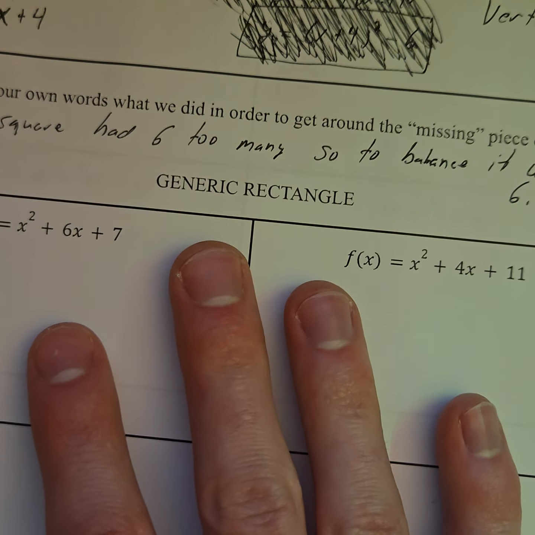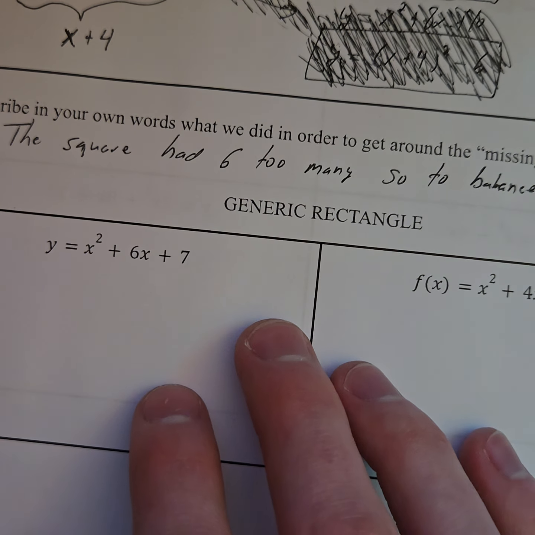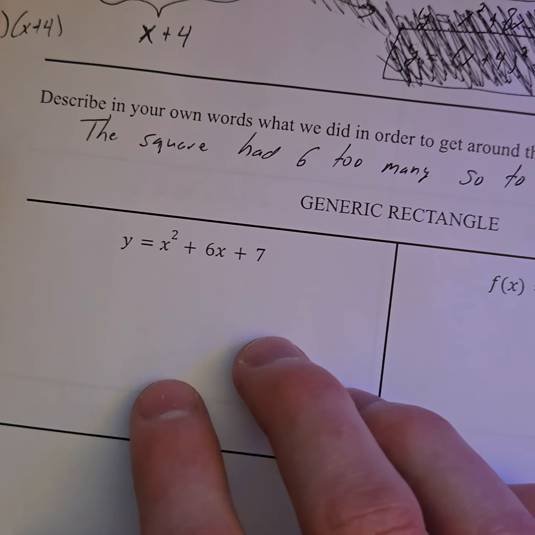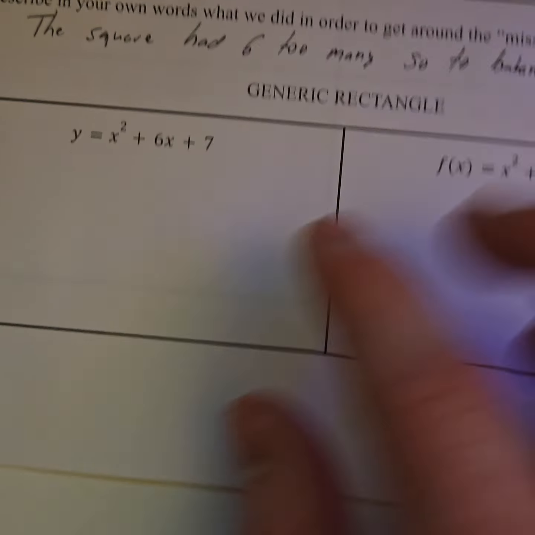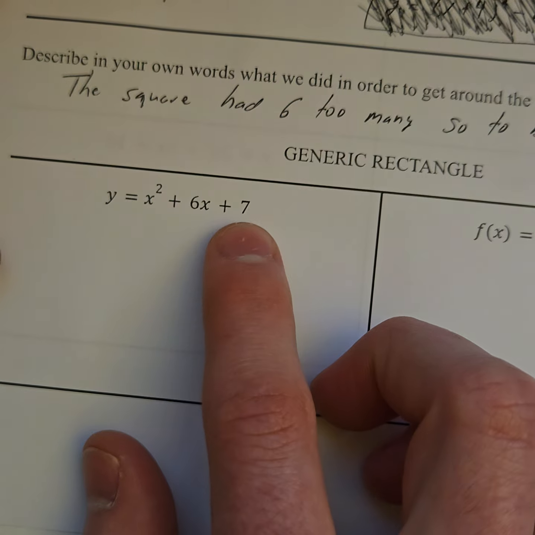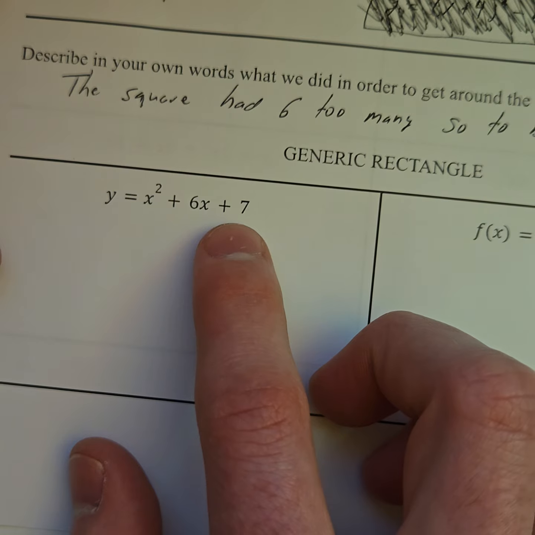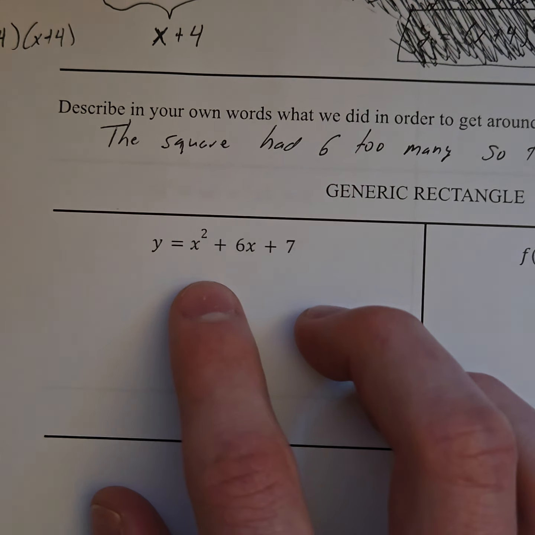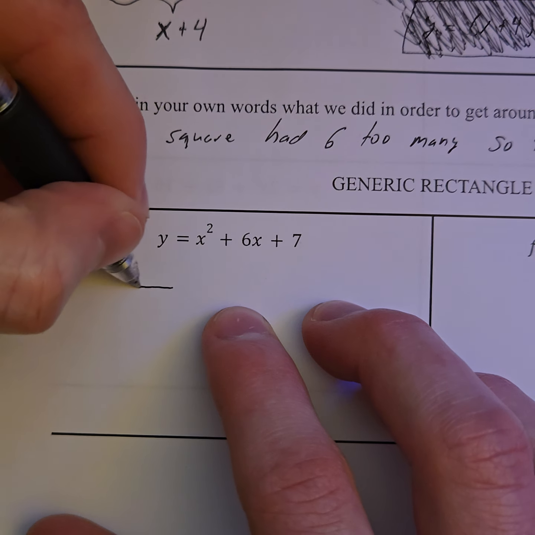Okay, all right. Let's move on to the generic rectangle. So we're going to do this, but now with a generic rectangle. Okay, let's do the first one together, and then I'll let you guys try this one. All right, so we've got x squared plus 6x plus 7, and we want to try to find the vertex. So if we're trying to find the vertex, we need to complete the square. So let's draw a box.